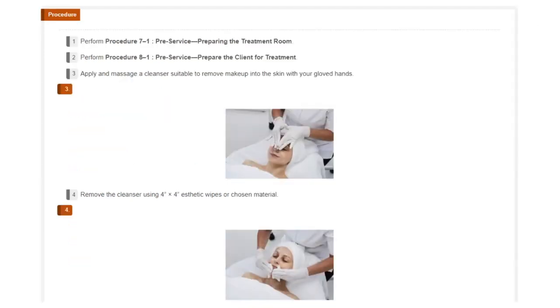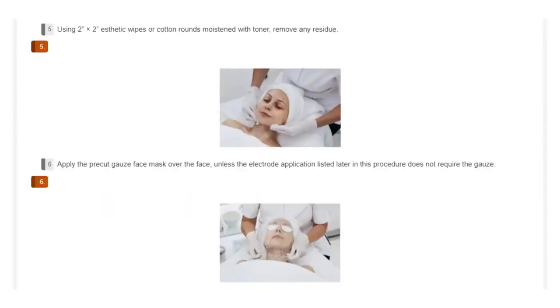Procedure. 1. Perform procedure 7-1, pre-service, preparing the treatment room. 2. Perform procedure 8-1, pre-service, prepare the client for treatment. 3. Apply and massage a cleanser suitable to remove makeup into the skin with your gloved hands. 4. Remove the cleanser using 4" by 4" aesthetic wipes or chosen material. 5. Using 2" by 2" aesthetic wipes or cotton rounds moistened with toner, remove any residue.